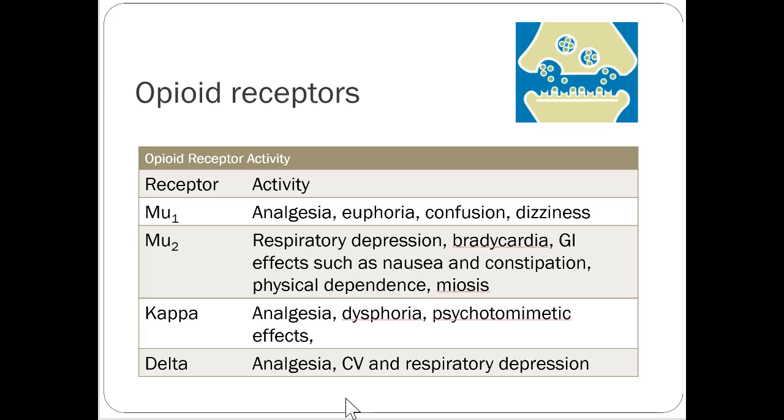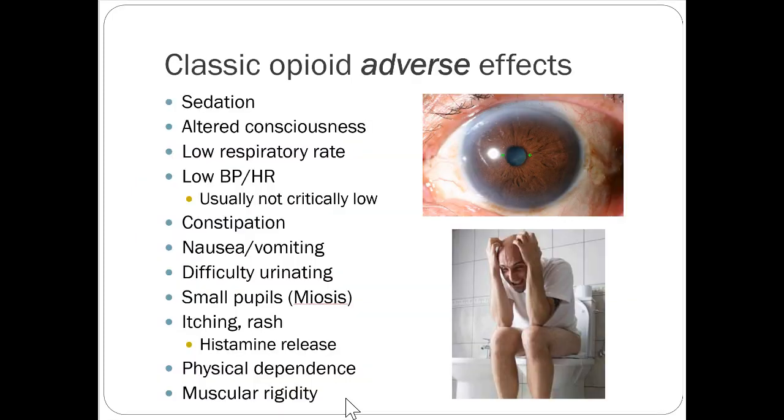Kappa and delta we aren't going to talk about a lot. Kappa has a dysphoric effect to it, and it really doesn't have much of a role in what we're going to explore today. There is one drug that I think we'll talk about briefly, but other than that, not a big deal. So these are your classic opioid toxidrome, if you will. Sedation, altered consciousness, low respiratory rate. Again, hemodynamics aren't altered to an appreciable effect. In fact, sometimes we like opioids because they don't cause a lot of hypotension or bradycardia.